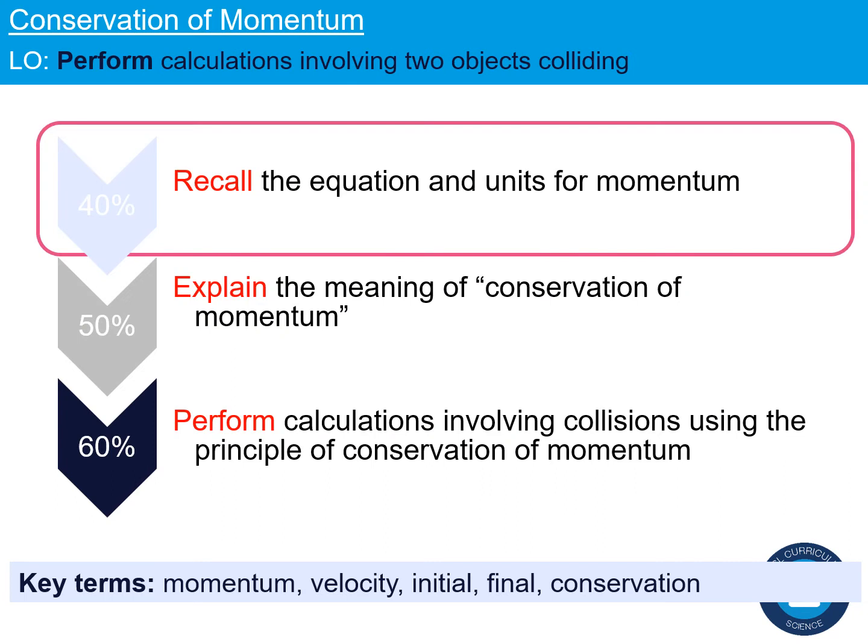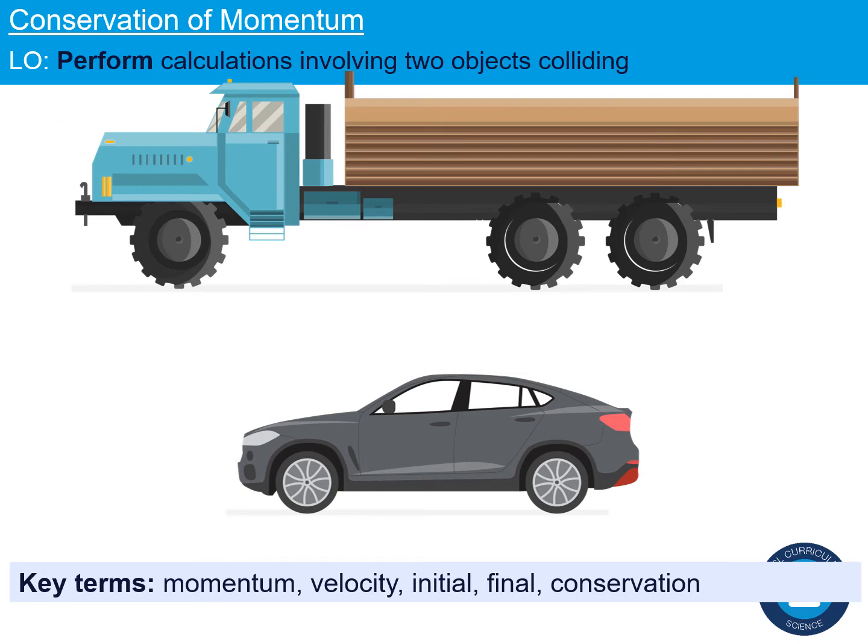Let's start with recalling the equation and units for momentum. So momentum is a property that only involves moving objects. Momentum is a measure of how hard it is to change an object's motion. Of both of these objects, the lorry has a greater mass. If both are travelling at the same velocity, the lorry will have a greater momentum.